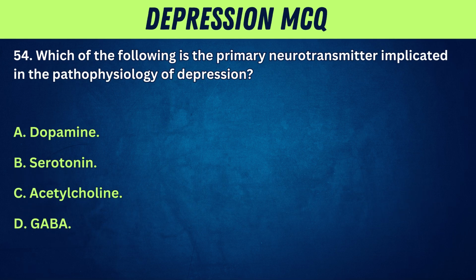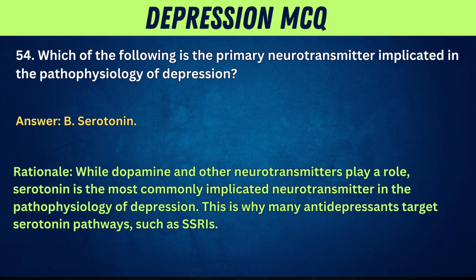54. Which of the following is the primary neurotransmitter implicated in the pathophysiology of depression? A. Dopamine. B. Serotonin. C. Acetylcholine. D. GABA. Answer: B. Serotonin. Rationale: While dopamine and other neurotransmitters play a role, serotonin is the most commonly implicated neurotransmitter in the pathophysiology of depression. This is why many antidepressants target serotonin pathways, such as SSRIs.